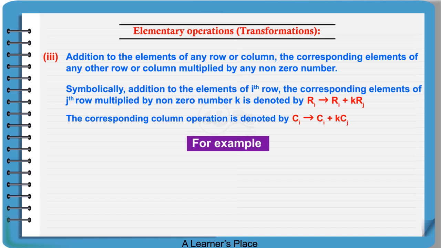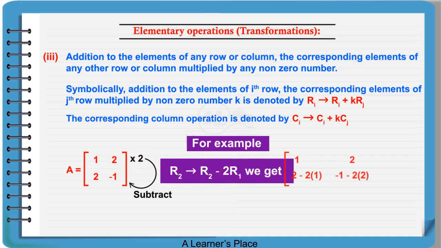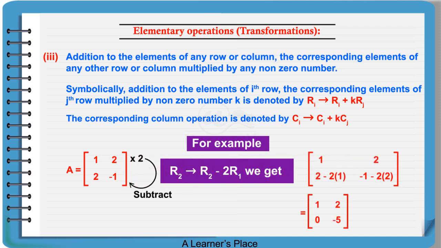For example, A is the matrix of order 2 by 2 with first row entries 1 and 2, second row entries 2 and -1. Changing R2 to R2 minus 2R1, we get a matrix of order 2 by 2 with first row entries 1 and 2, second row entries 0 and -5.